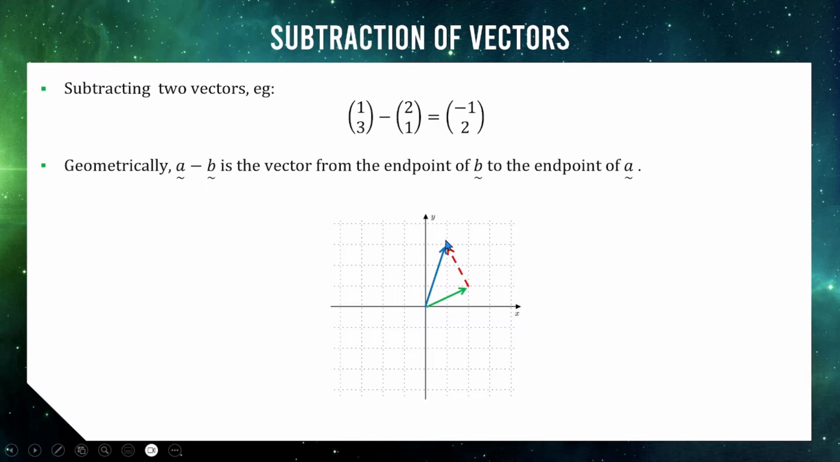There's a and b, and for a minus b, we're going from the endpoint of b, which is the green part here, to the endpoint of a, which is the blue part here. That red vector, would you believe, goes 1 to the left and 2 up, which was the resulting vector from our subtraction, minus 1, 2. Okay? Third and final time, the vector a minus b is the vector from b to a. Easy peasy, there's your shortcut.